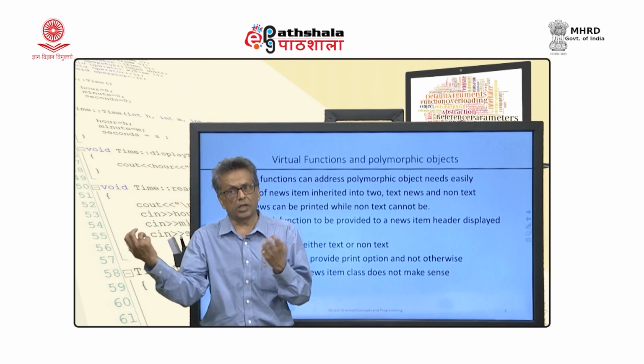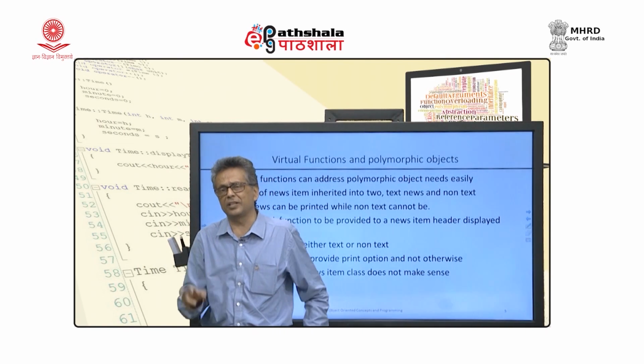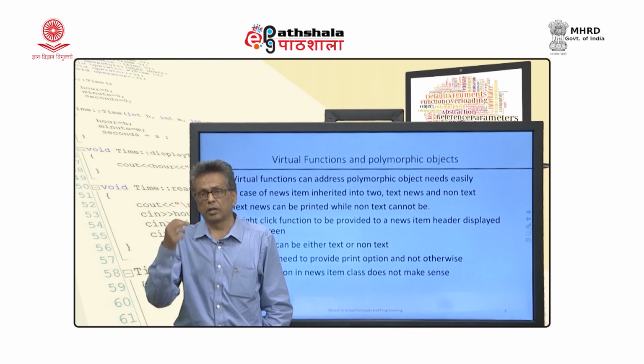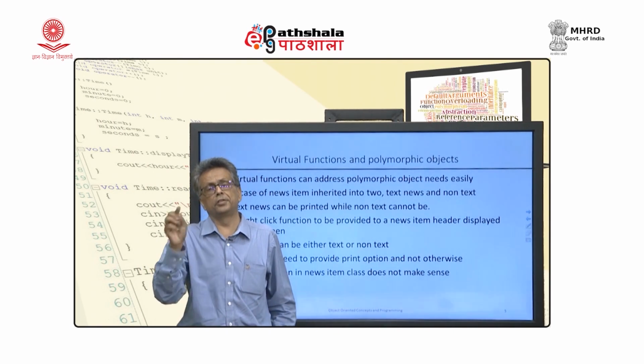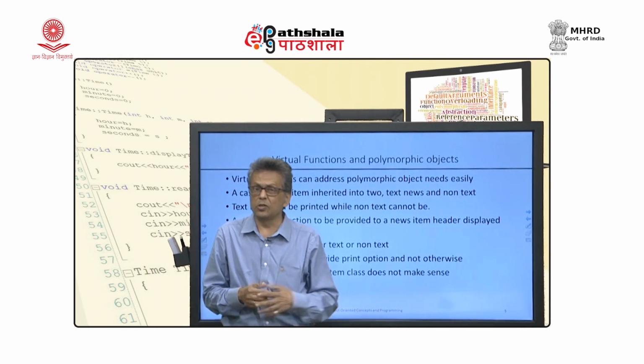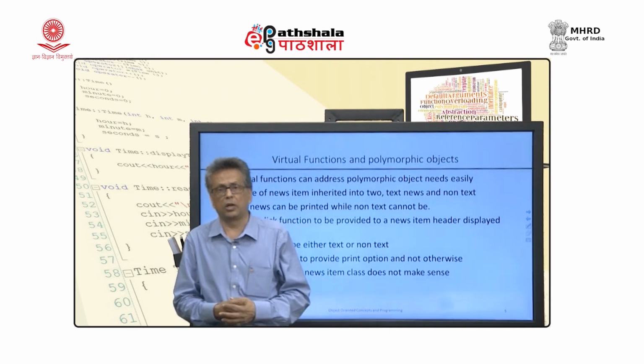So, whenever a news item starts flashing on the screen, I press right click. The requirement is that if the item is text, printing should be enabled. If the item is non-text, printing should be disabled. Now, how will I provide that?